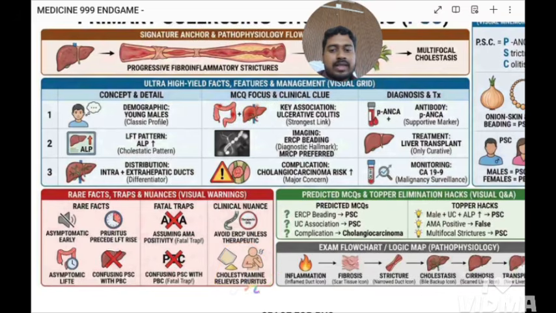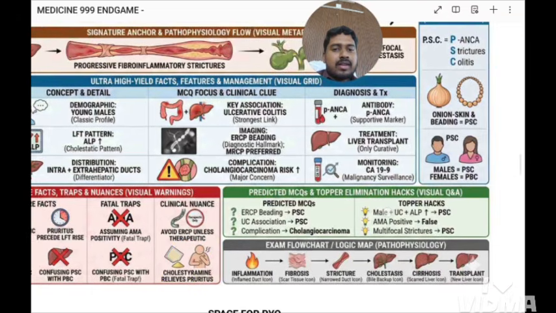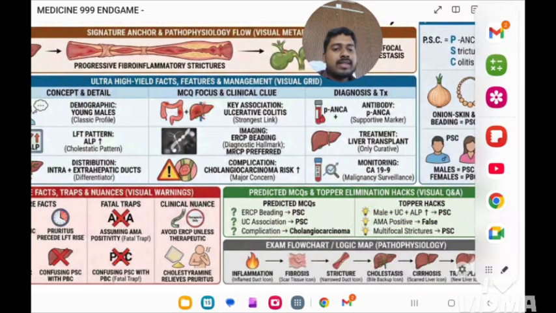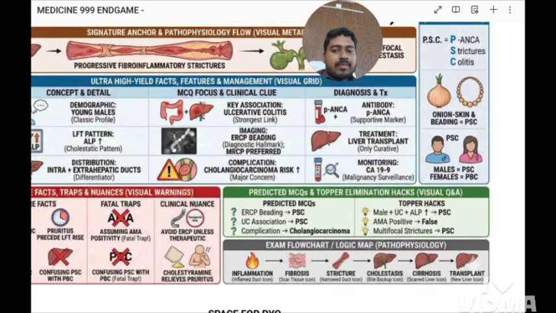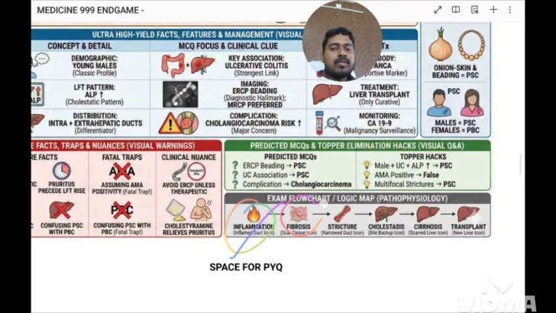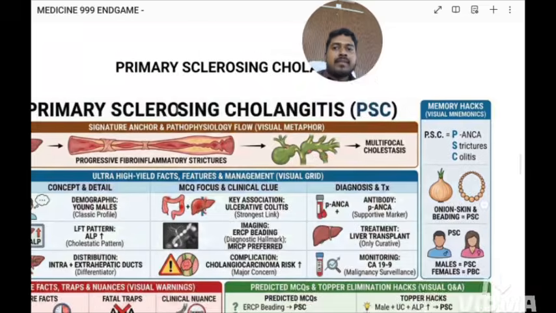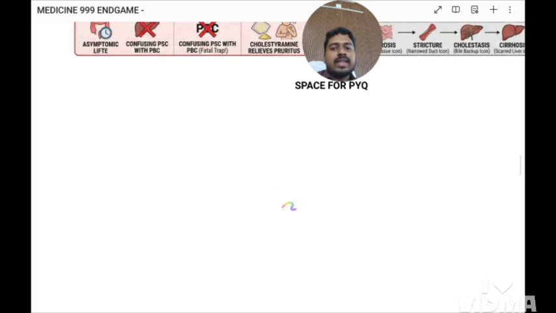Cholestyramine is a drug which relieves pruritus in this case. So ERCP beading is seen in PSC, ulcerative colitis association, complication cholangiocarcinoma. Male patient with ulcerative colitis with increased ALP, think of PSC. AMA positive is PBC, and multifocal strictures are seen in PSC. This is the process: some inflammation followed by fibrosis, stricture, cholestasis, cirrhosis, and lastly liver transplant. This is a very important differentiating factor between PBC versus PSC.